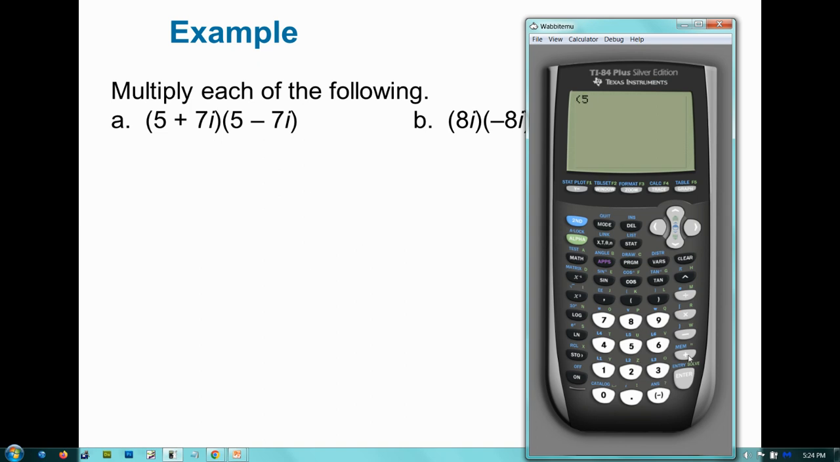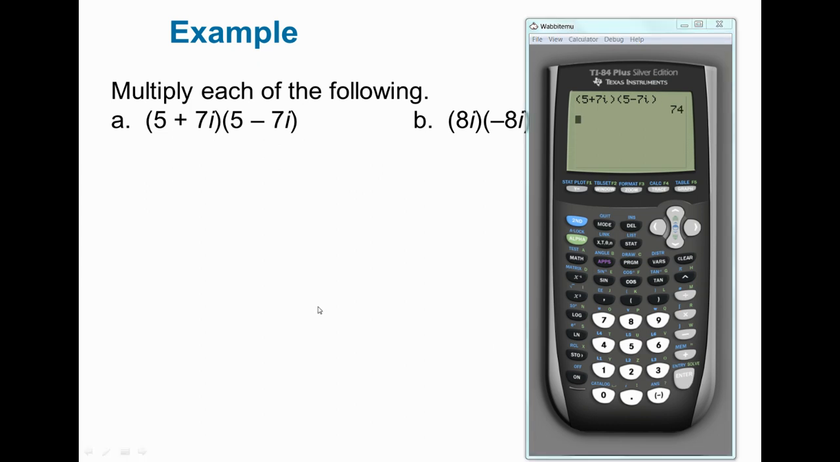So this is 5 plus 7i. Second function, the period key, close parenthesis, open parenthesis, 5 minus 7i. Second function, the period key, hit enter, 74. And let's just see how this plays out.